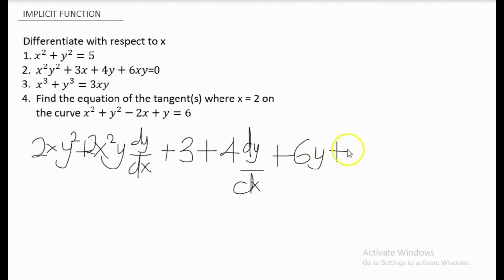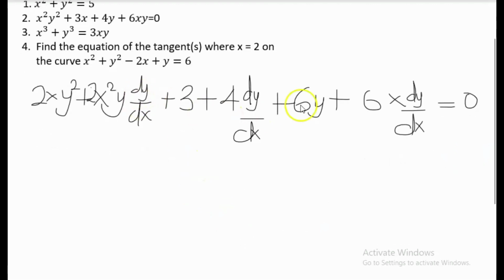Okay, so now we have 6xy, and now we're differentiating y. If you differentiate y, that's going to be 1, so we're just going to have 6x. Now don't forget your dy dx. Every time you differentiate with respect to y, make sure you add your dy dx. Don't forget. Then obviously the derivative of 0 is 0.